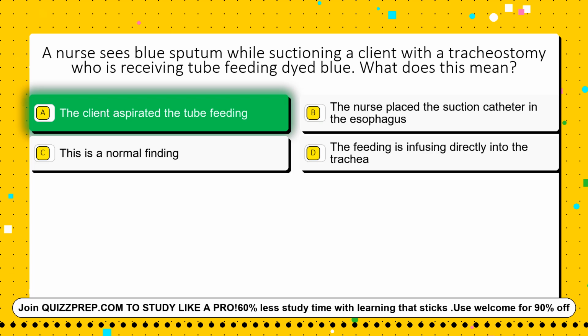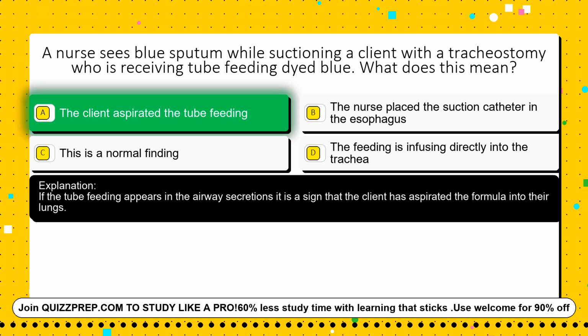The correct answer is option A, the client aspirated the tube feeding. If the tube feeding appears in the airway secretions, it is a sign that the client has aspirated the formula into their lungs.